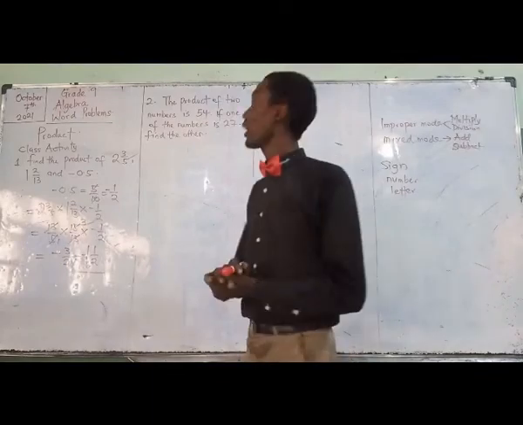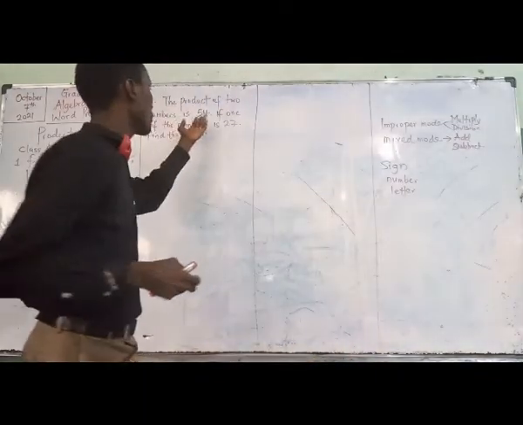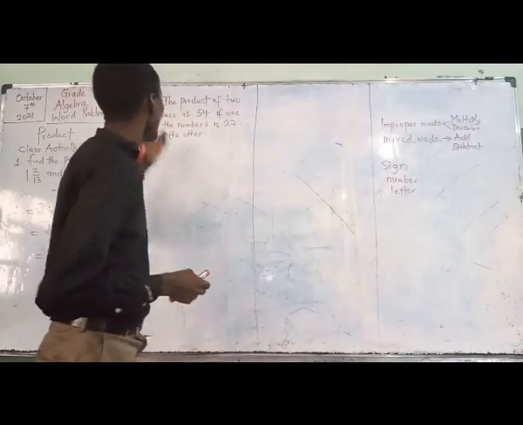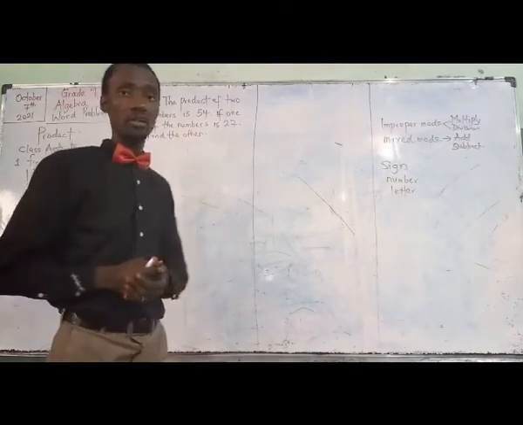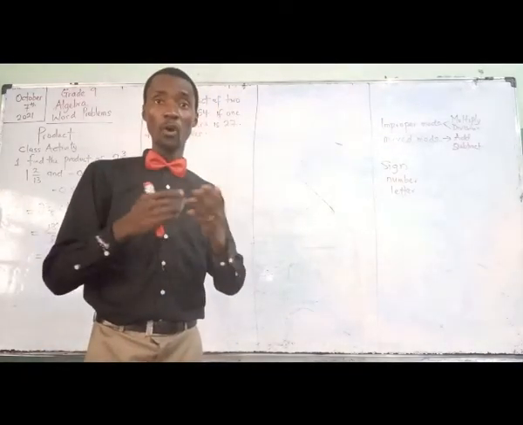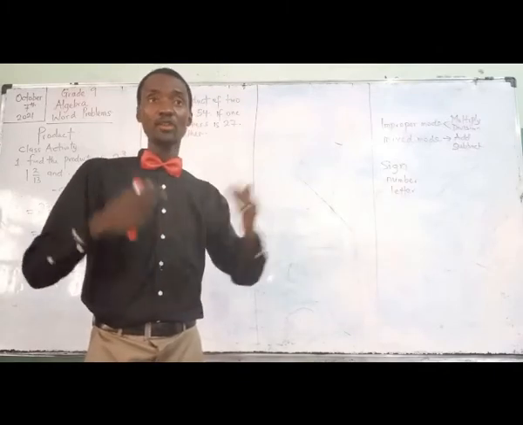Okay, let's look at a question we have on the board. The product of two numbers is 54. If one of the numbers is 27, find the other. The product of two numbers is 54. If one of the numbers is 27, find the other number.